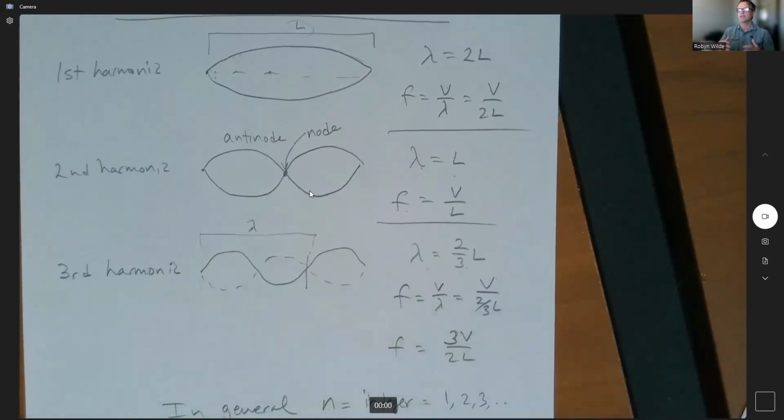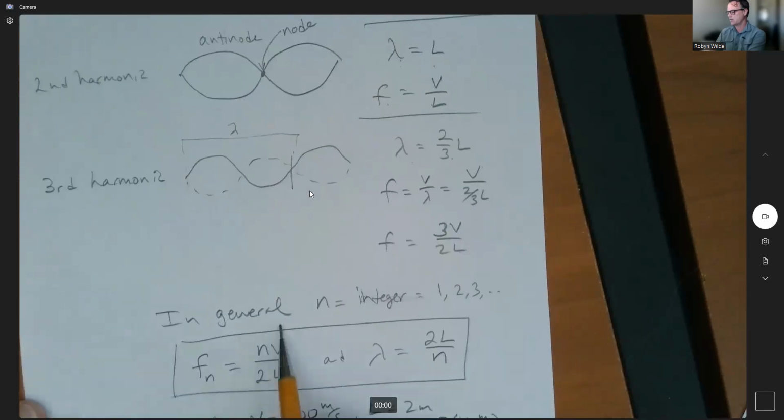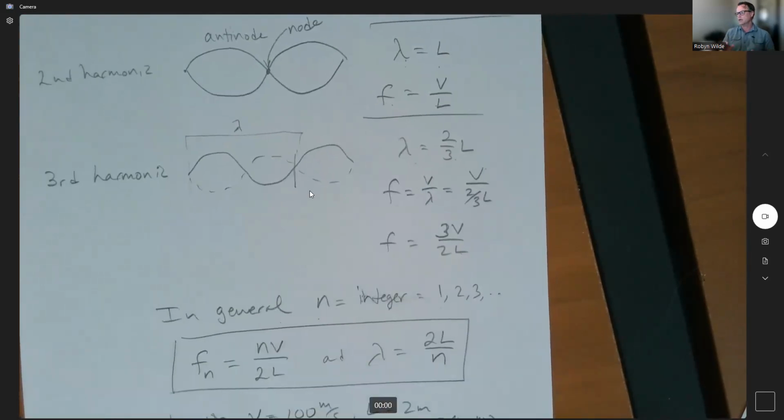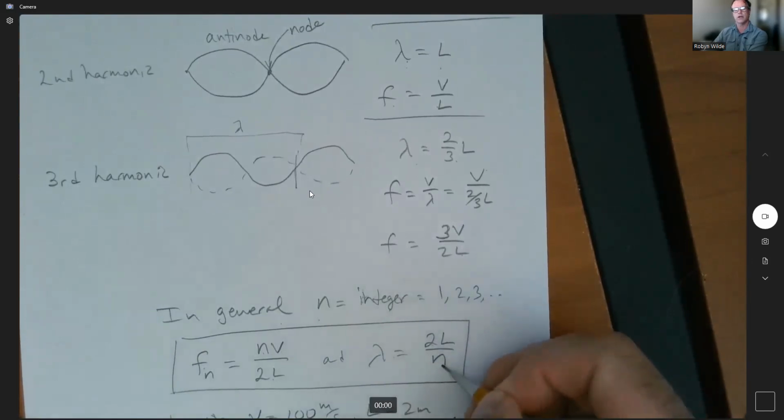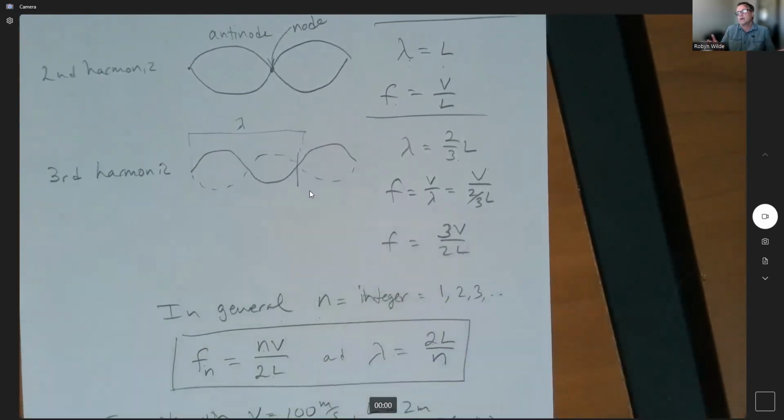So I could keep doing this for whatever n harmonic I want. So in general, n will represent the number of antinodes. It's an integer, 1, 2, 3, and so on. We've done up to the third, but I could do the fourth and so on. In general, what you'll find is that the frequency of the nth harmonic is n times the speed over 2 times the length of the string. You could also write the wavelength, right? It's 2L over n. So we've got a formula to describe these harmonics.